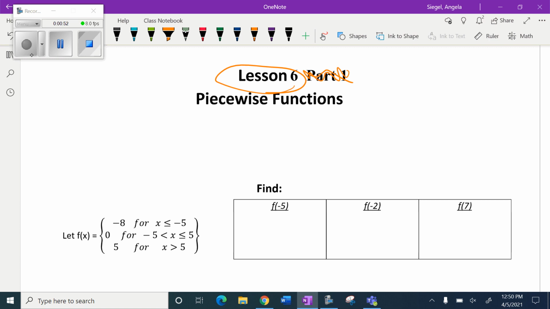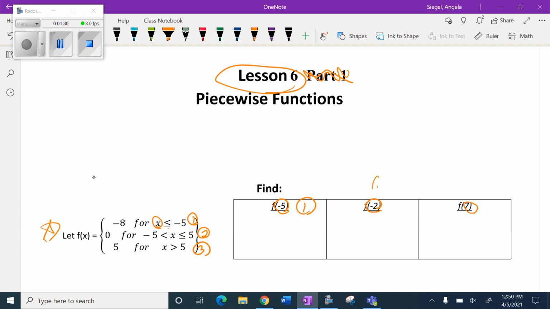When I come to a problem like this, the first thing I do is divide this into 3 sections. I'll call this 1, 2, and 3. The most difficult part is figuring out which section each of these numbers goes into. So let's see, -5. We plug that in for x. Is -5 less than or equal to -5? Is it between -5 and 5? Or is it greater than 5? It should go in that first one, so I'll put a little 1 there.